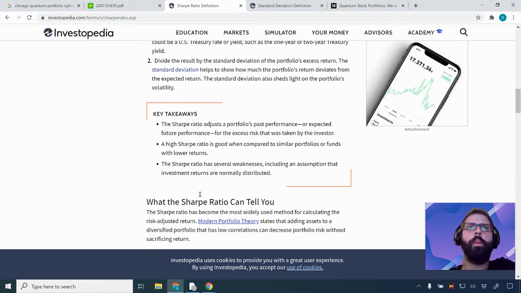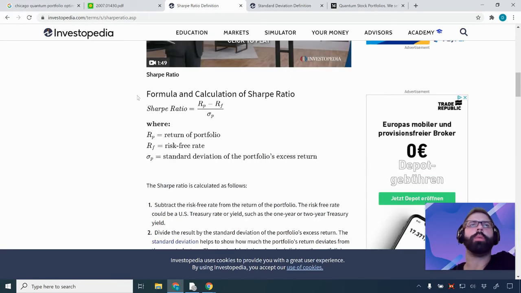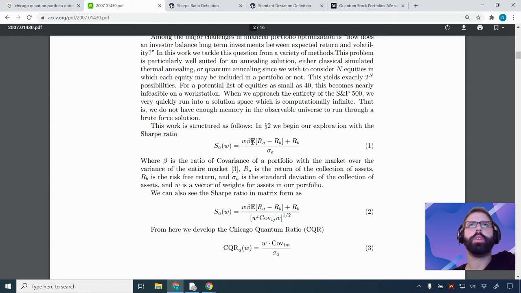Okay, makes sense. Now, why can't this be implemented into a quantum, into a D-Wave, into a QUBO? So what do we have here right away? This will instruct as follows. Then we begin our exploration with the Sharpe ratio.